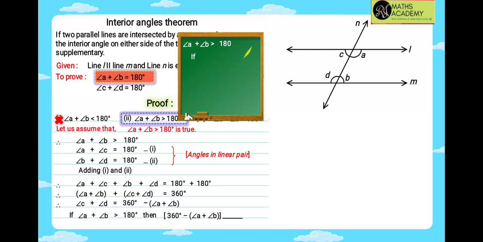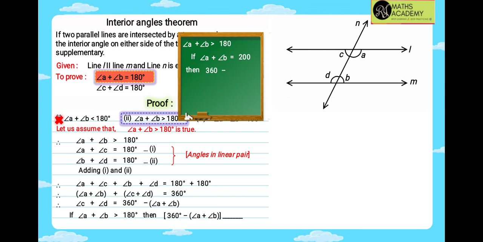Suppose you take a value more than 180. You can take 190, correct? You can take 200, 210, 220, any value you can take. You just have to prove, right? So suppose I take 200. Angle A plus B should be greater than 180, so I am going to take the value of A plus B as 200.